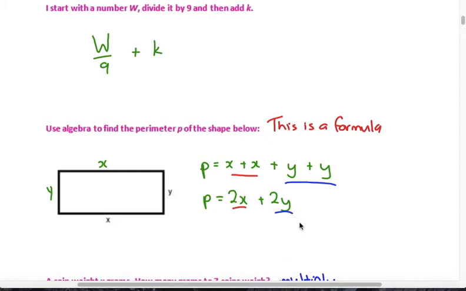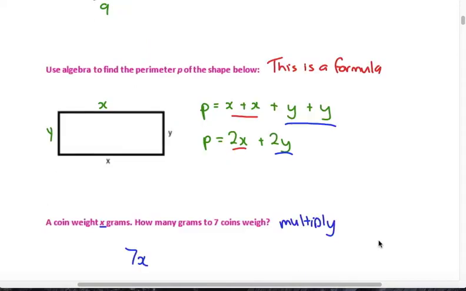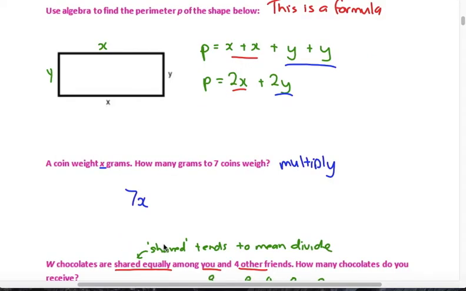So p equals 2 brackets x plus y, close brackets, would have also been correct. Here we go. A coin weighs x grams. How many grams will 7 coins weigh? So you would need to multiply to do that. Biggest error is people would write x times 7. But remember, in algebra, we don't use the multiplication sign. We instead go 7x. Use the coefficients.